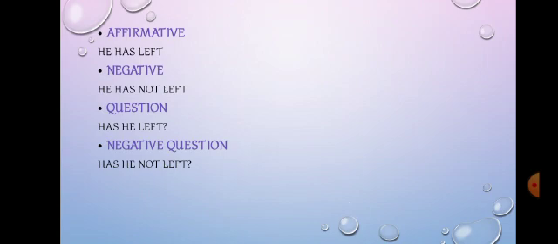The next one is negative, right? That is, you add the word not. Then the question, you change the place of the words where has or have will come at the beginning, then the subject, then the verb. So negative question means you add the word not to the question form, that's all, right?